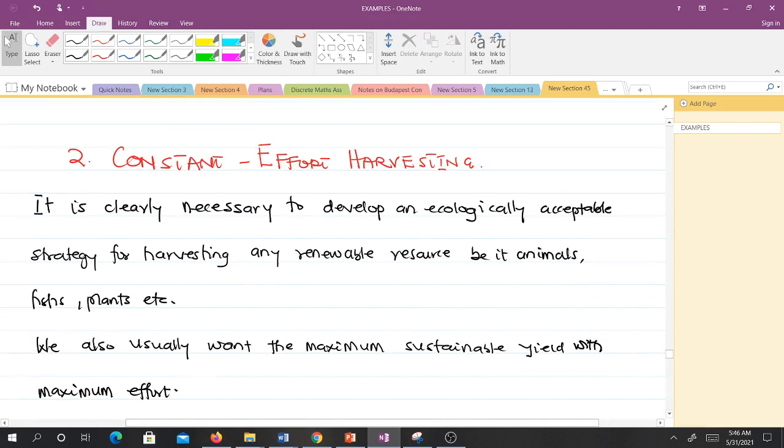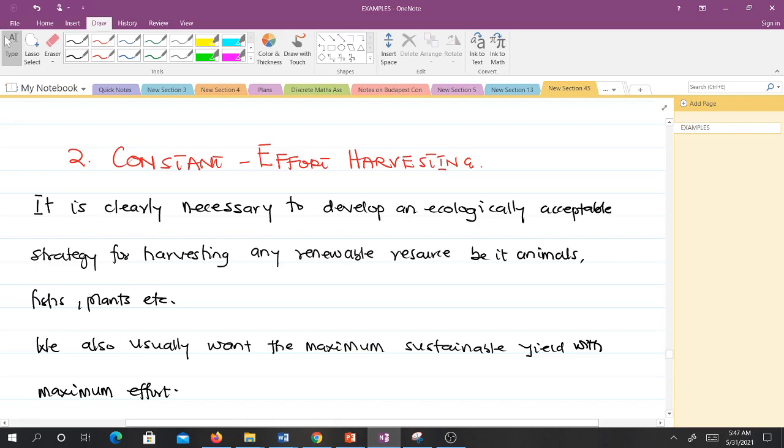That one is a bit different from the constant yield harvesting. With the constant yield harvesting, you go for a permit and they tell you a specified number that you're supposed to harvest at a particular rate, maybe per unit time. So maybe every 10 days you can harvest 10. That means it's going to be a constant. Every 10 days you go for 10 of the animals that you are harvesting.